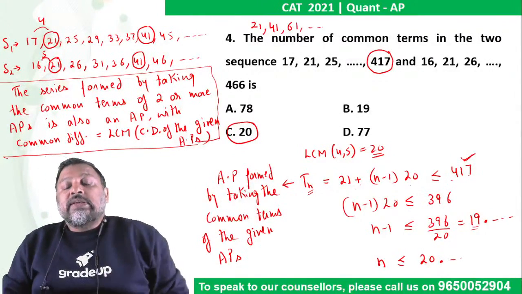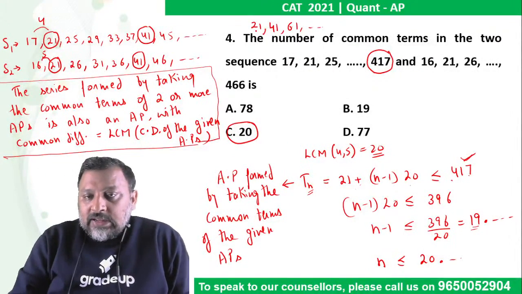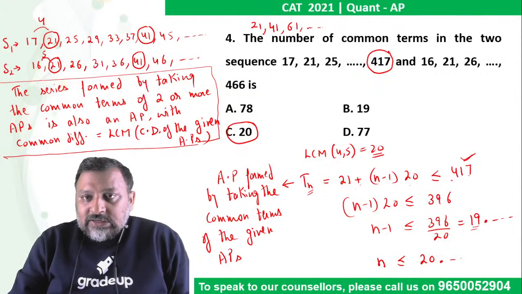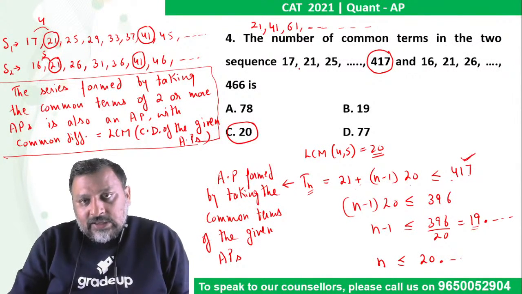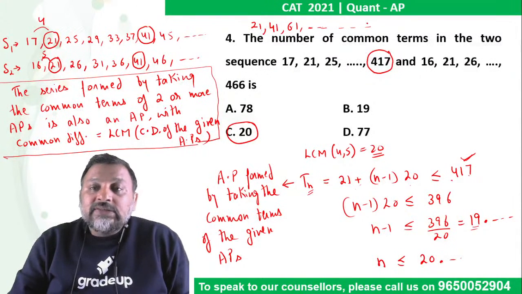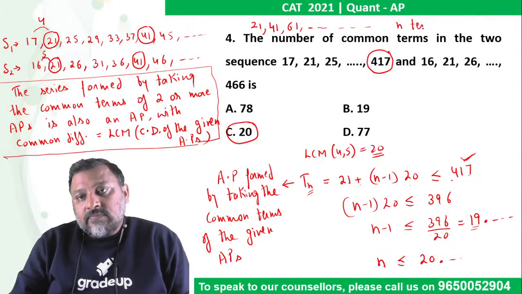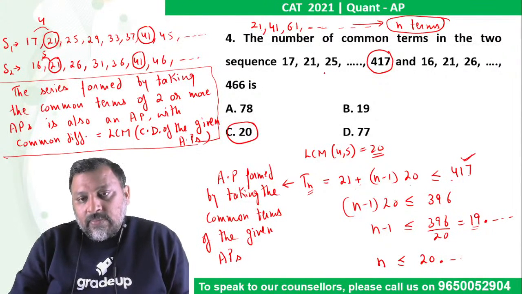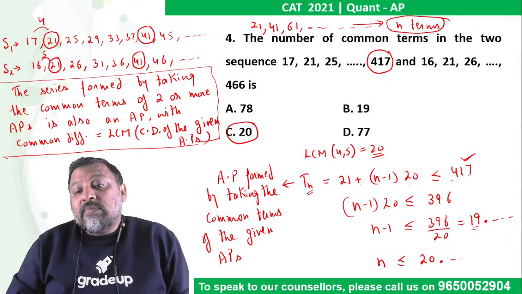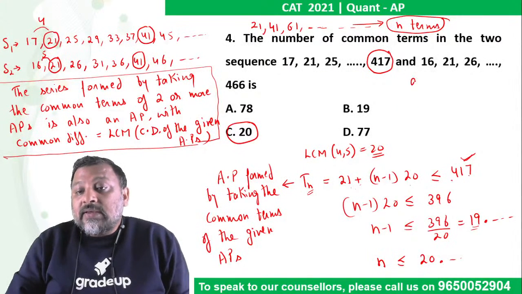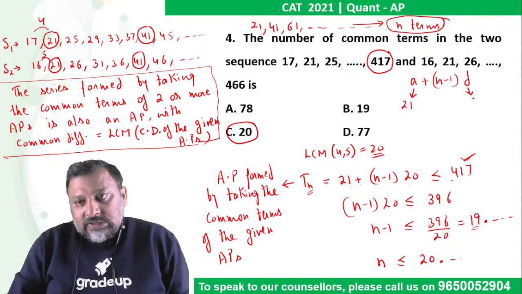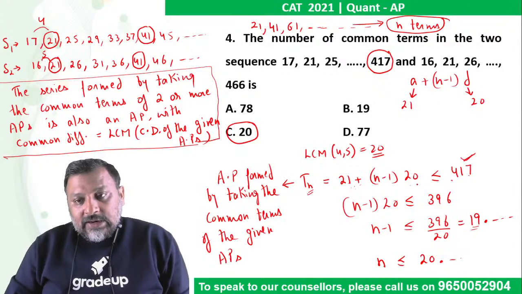See, Tush, what we are saying is, we know this is an AP. That means the series formed by taking the common terms. So I just need to find how many such terms are there. So what we have assumed is that there are n such terms or n terms of this AP. So we know the nth term is given by a plus n minus 1 times d, where a, the first common term, is 21 and the common difference is 20. So this is the nth term.